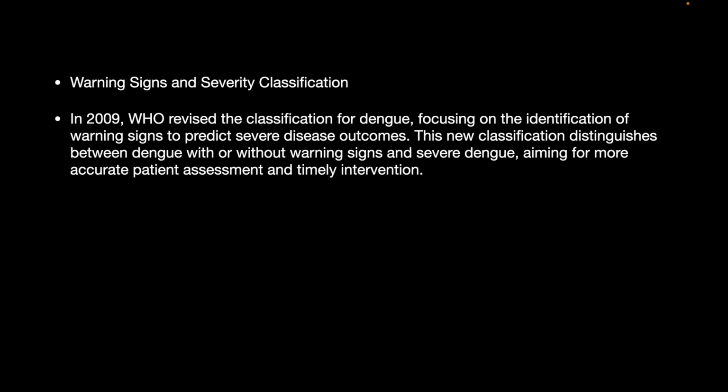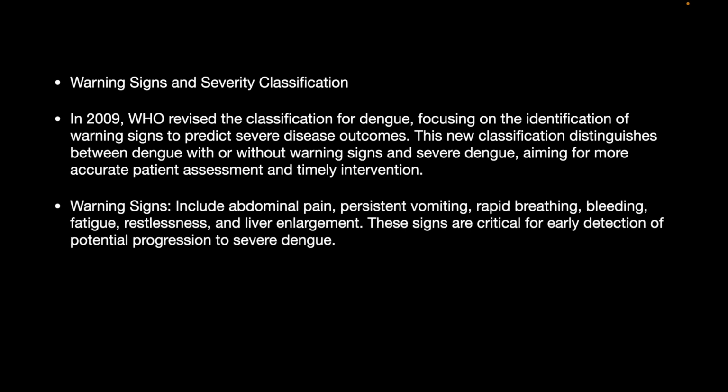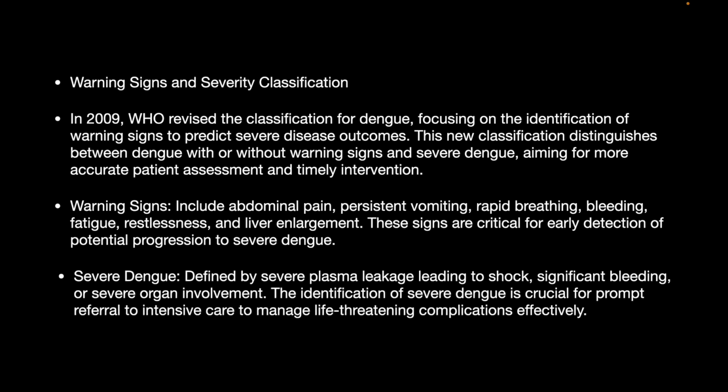The next is the warning signs and the severity classification. In 2009, WHO advised the classification of dengue focusing on the identification of warning signs to predict severe disease outcome. The new classification distinguishes between dengue with or without warning signs and severe dengue, aiming for more accurate patient assessment and timely intervention. The warning signs are abdominal pain, persistent vomiting, rapid breathing, bleeding, fatigue, restlessness, and liver enlargement. If any of these signs are present, then it is critical for early detection and potential progression into severe disease.